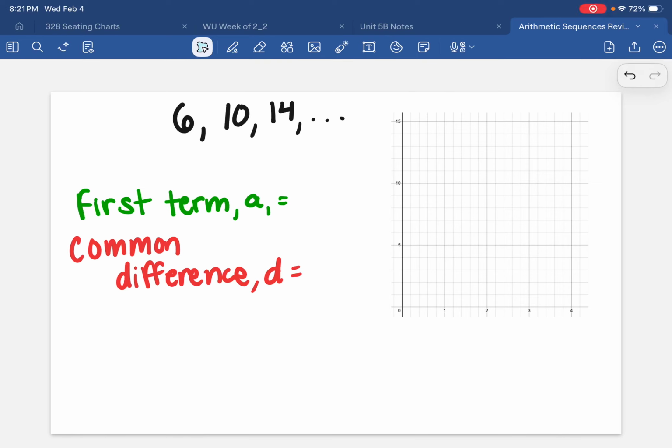Next week, we're going to be looking at a new type of sequence known as geometric. So before we do that, we're going to review arithmetic sequences from last semester. An arithmetic sequence is a special type of linear function, all right?